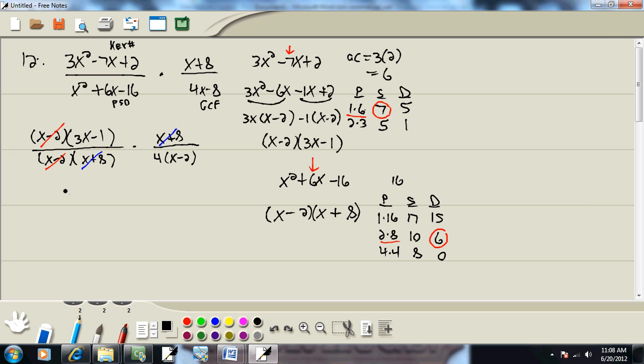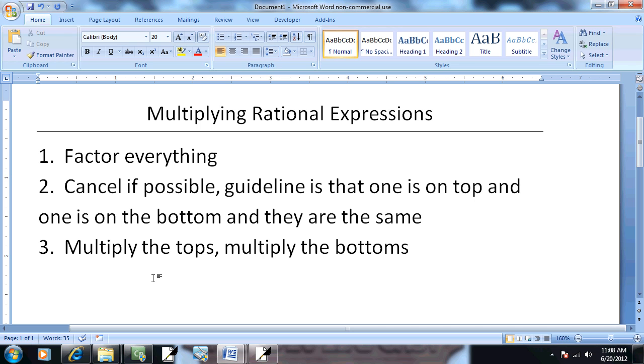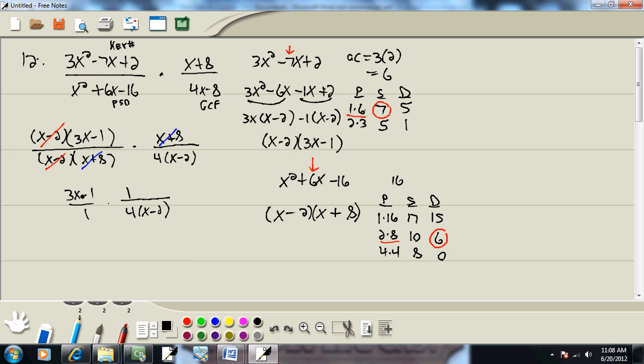Let's write down what we have left. I guess I have 3x minus 1 over 1 times 1 over 4 times x minus 2. Now my next step says multiply the tops, multiply the bottoms. Well, 3x minus 1 times 1 is 3x minus 1. Now some books are funny about this. Here we got 1 times 4, which is 4, and then x minus 2. Some books will leave it like this, and this will be your answer.